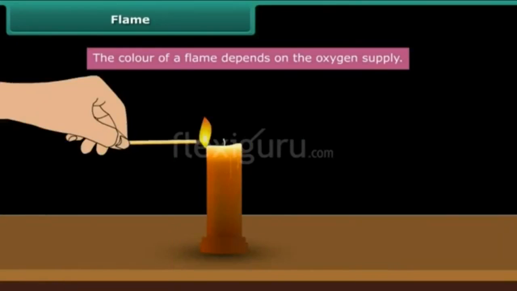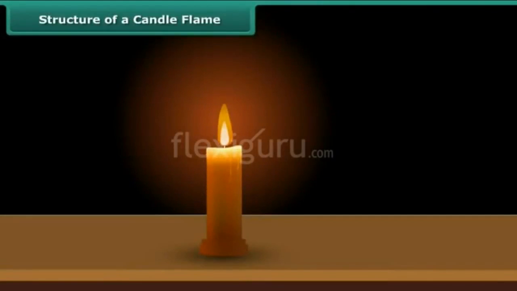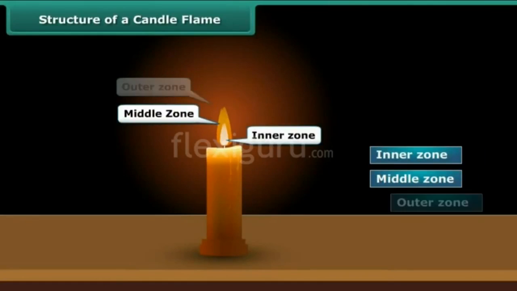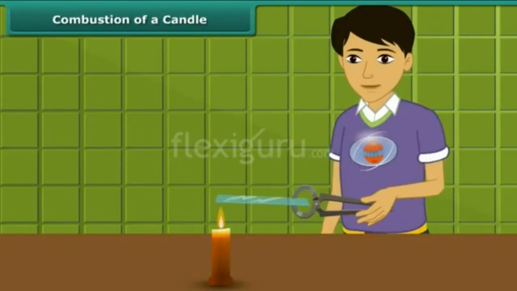When we burn the candle with a matchstick, the heat of the matchstick melts and vaporizes wax, which rises through the wick and forms flame. A candle flame can be divided into three regions: inner zone, middle zone and outer zone. Let us watch Rohan performing an activity.